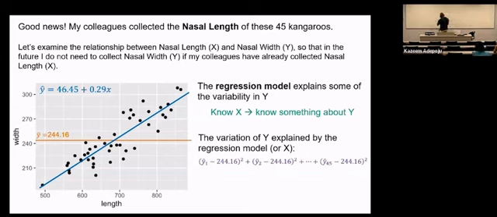Okay, I'm actually going to write, you got Y cap equal beta naught cap plus beta 1 cap X. This is NASA weight, and this is NASA length. Now if you get this and this from your data, you're actually going to get the predicted values. How many predicted values are you going to get? That will be 45, because you got 45 kangaroos.